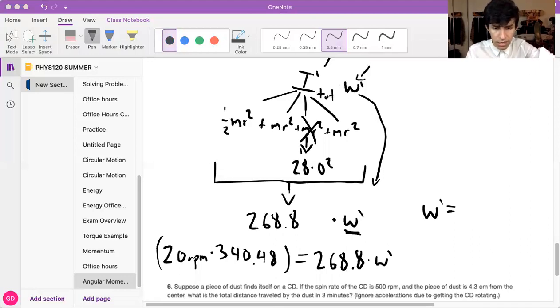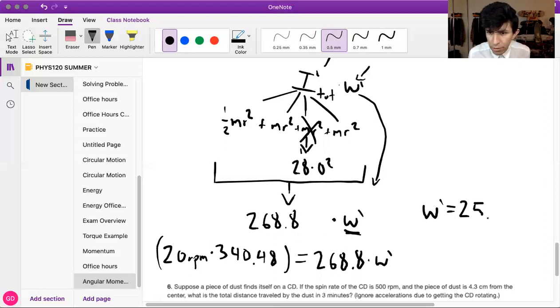So 20 times 340.48, parentheses, all of that divided by 268.8 gives us omega prime of 25.3 RPM. See, we needed our answer in RPM. That's why we didn't have to convert. We got that. And that makes sense, right?